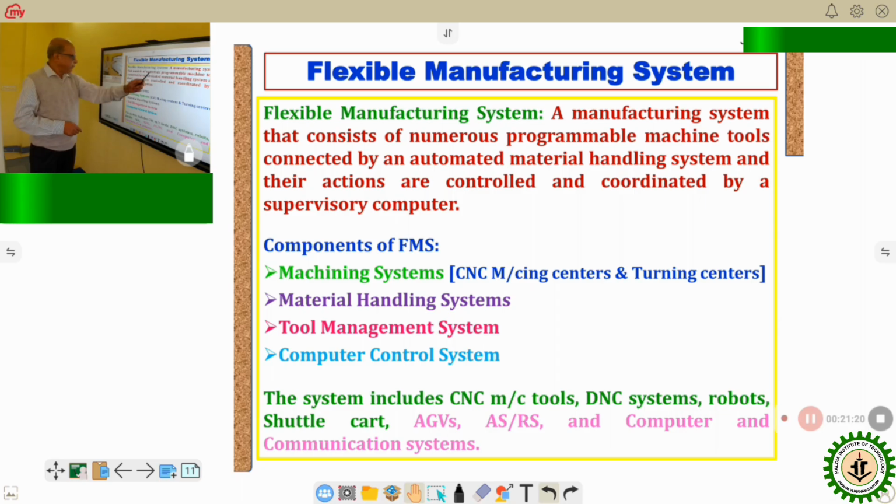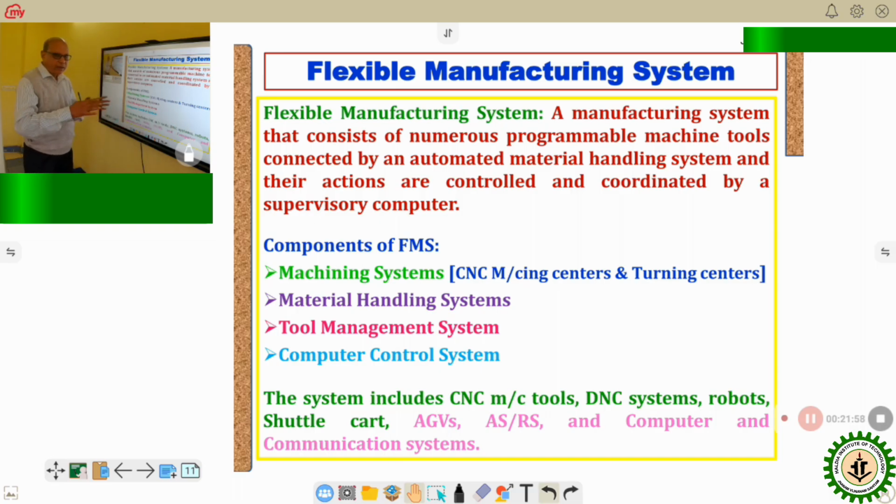By definition, an FMS consists of numerous programmable machine tools connected by automated material handling systems, and their actions are controlled and coordinated by a supervisory computer. Let us have a quick look at the components. Obviously, the machining system, comprising either machining centers or turning centers depending on the part families, material handling systems, tool management systems, and computer control systems. The system includes CNC machine tools. The DNC system is direct numerical control for establishing communications.